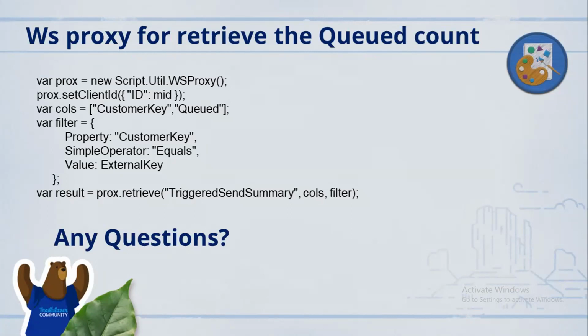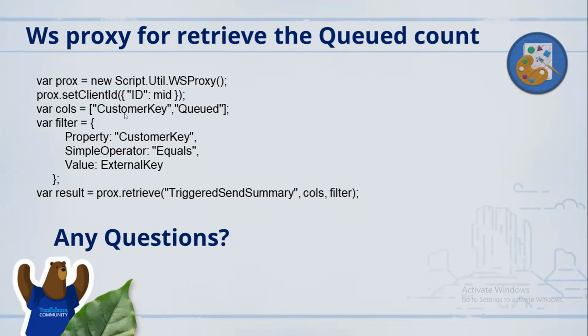Now we know how to retrieve the customer key. Once we retrieve it, the next step is to show how to retrieve the total number queued in a particular email or in the overall trigger send. First step, again we use the WS proxy. I initialize the proxy object, specify which MID I am going to leverage, and then specify which columns I am going to retrieve from the particular object.